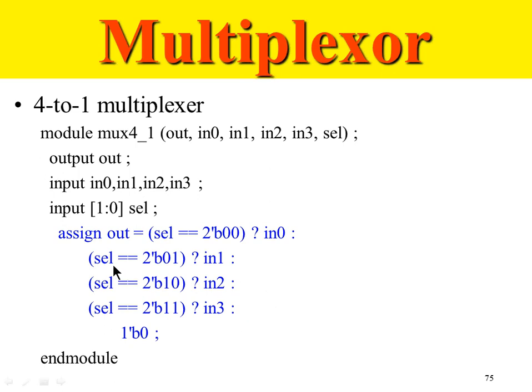And note one more thing, select equal to two tick B. This is not, this is two equal to. So we are comparing the select signal or the input with a particular value. If it was a single equal to, it would have been an assignment like this: assign out equal to. So this is a comparator operator. This is a conditional operator.